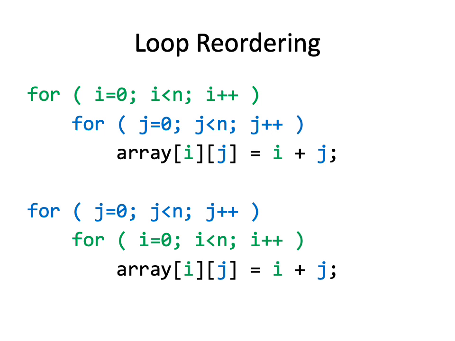Now let's go to loop reordering. Suppose you've got these two for loops and you're trying to initialize the values of an array. Practically speaking, these two blocks of code are functionally identical. But in the first one, we're looping over the i index first, and then we're looping over the j index. And in the bottom one, the outermost loop is j, and the innermost loop is i.